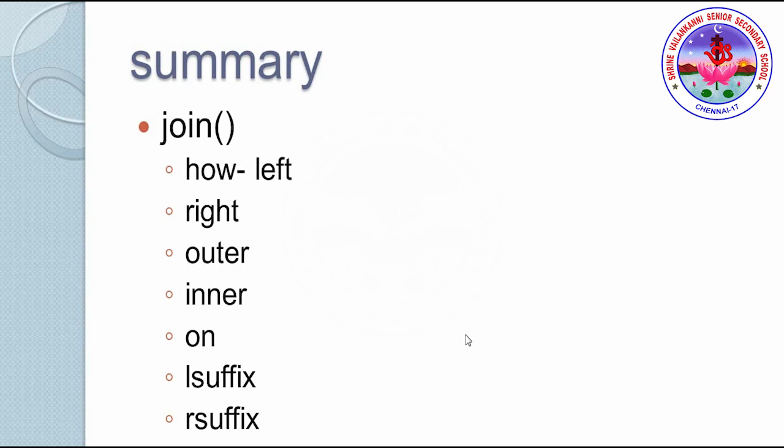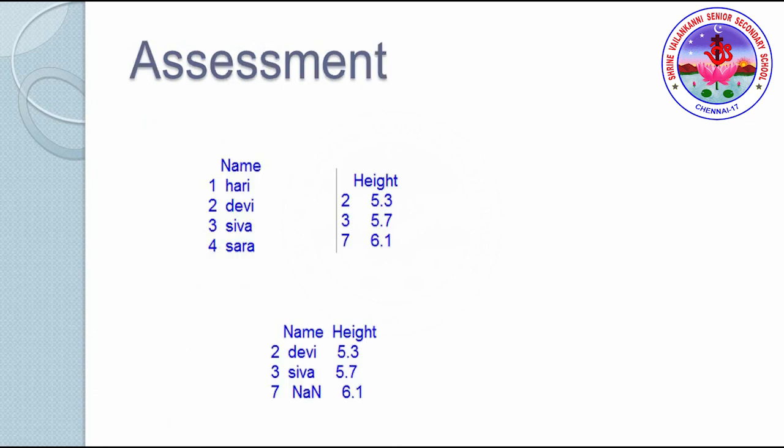We'll have the summary now. We have learnt about the join method. Under join we have two arguments, how and on. Then we have L suffix and R suffix. How takes four values: left, right, outer and inner, based on the join we are using. And on is used to compare one particular column against the row index of the second data frame. L suffix and R suffix give the suffix name for the left side and right side data frames. We'll do the assessment now.